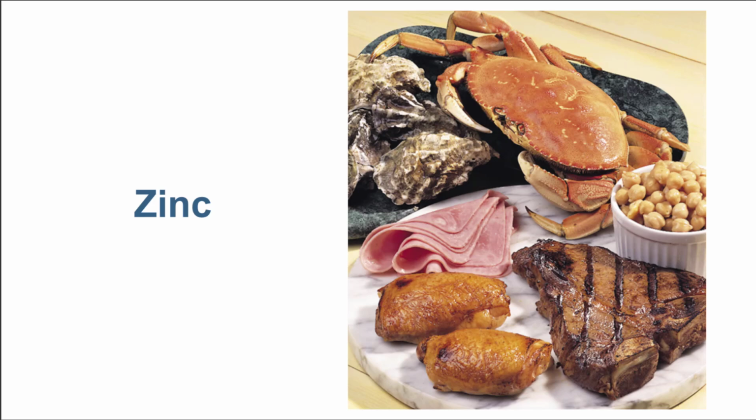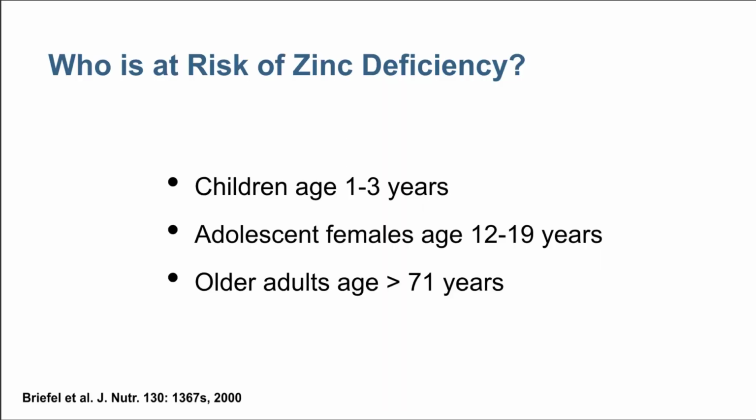Another nutrient that has been studied a good amount in relation to the immune system is zinc. And zinc, as you know, is found in many animal products. There are several groups, even in the developed countries, that are at risk for low consumption of zinc, and that includes children aged 1 to 3 years, adolescent females, and older adults.